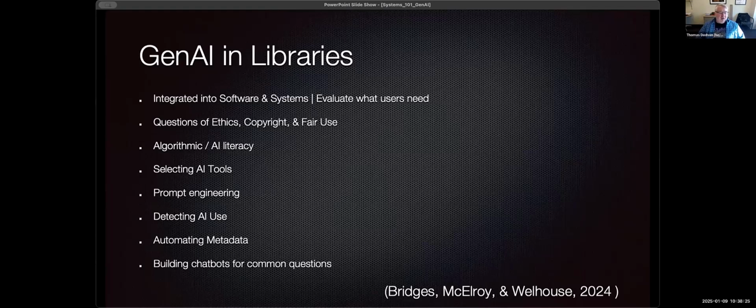Automating metadata and cataloging, building chatbots for common questions. I've thought about whether or not it might make sense to build a chatbot to replace the FAQ we have on our website about library policies and things like that. But that would be quite a ways down the road for us.